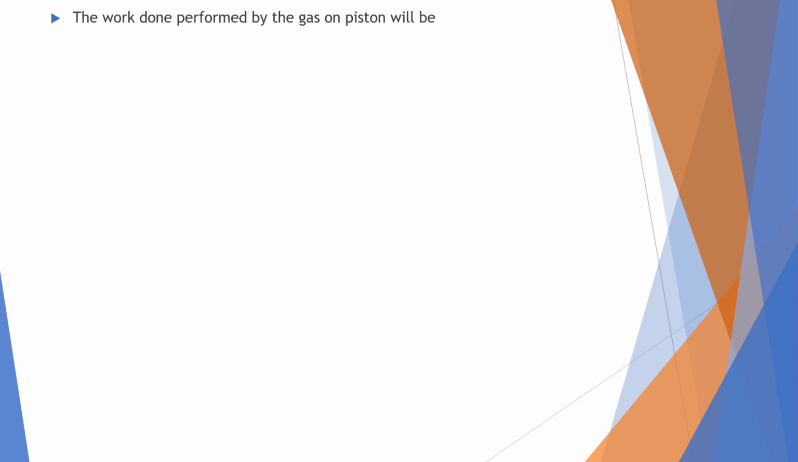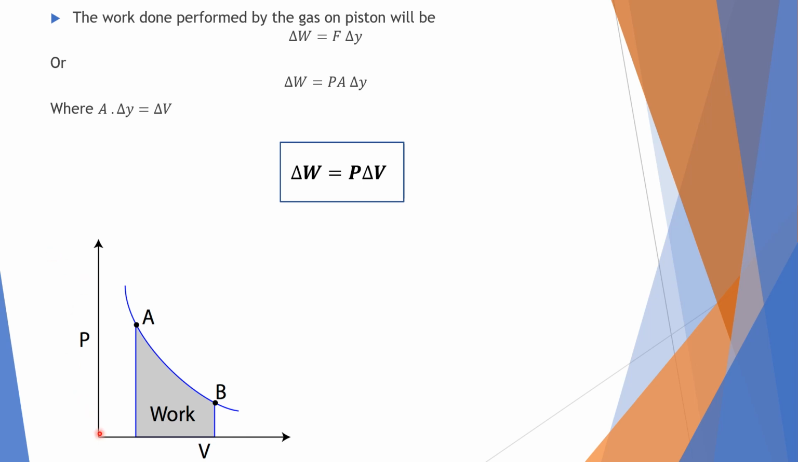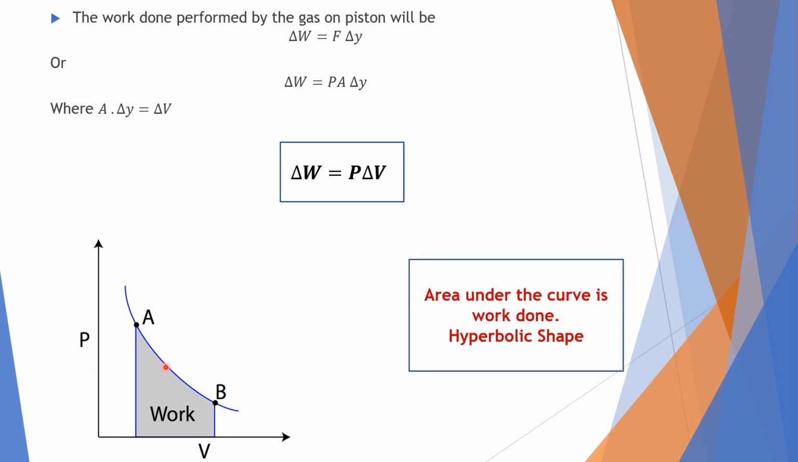Okay, we all know that work done by the gas on the piston will be force into displacement, where force is equal to pressure into area. So work done will be equal to pressure into area into displacement, where area into displacement is the change in volume. So work done is equal to pressure into change in volume. Here is a graphical representation. We draw a graph between P and V such that V is along the x-axis and P is along the y-axis. If we draw a graph, we get a hyperbolic shape, and the area under this curve is the work done. This diagram is also known as the PV diagram.